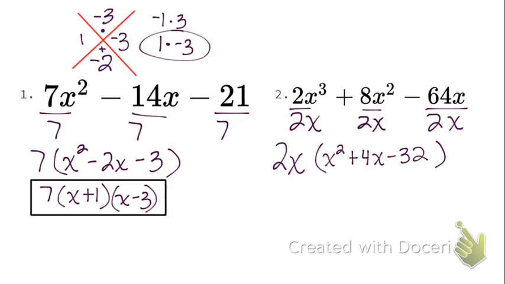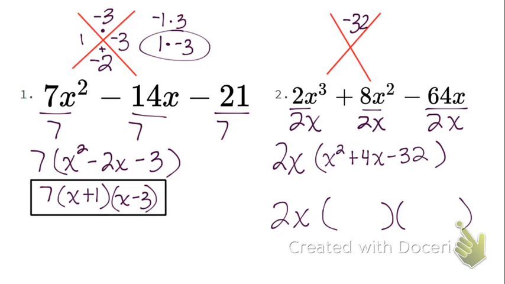Our GCF will stay outside our parentheses, but this time we're going to factor using the X method what we have left. So this time we are trying to multiply to -32 and add up to +4. Again, if you need to multiply to a negative number, you need to have different signs. If you're trying to add up to a positive number, your larger factor needs to be positive.